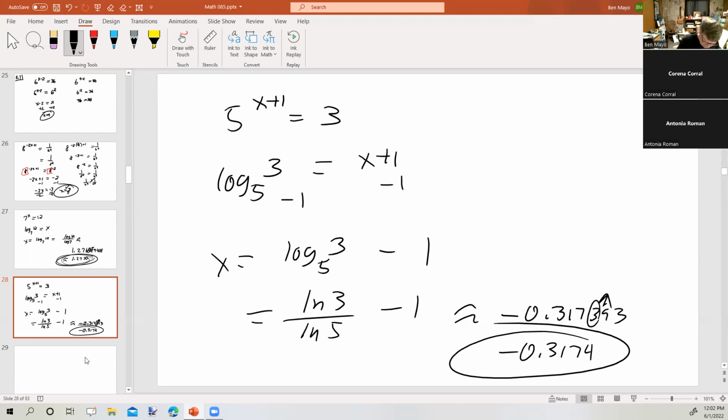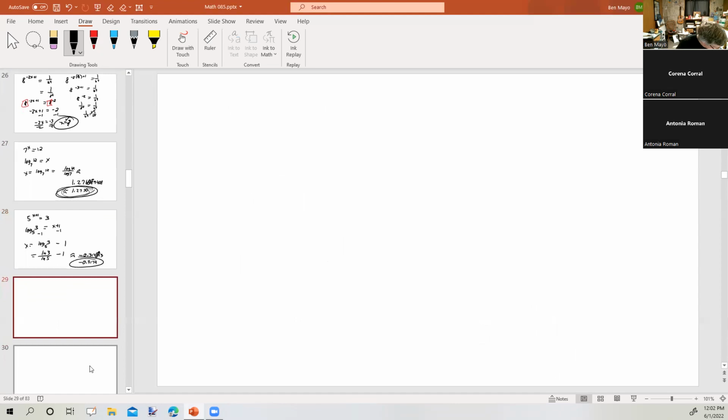Now let's do some using base e. e to the 3.3t power equals 9.1. So I'm trying to solve for t, which is the exponent. This is an exponential equation. Let's rewrite it as a logarithmic equation.